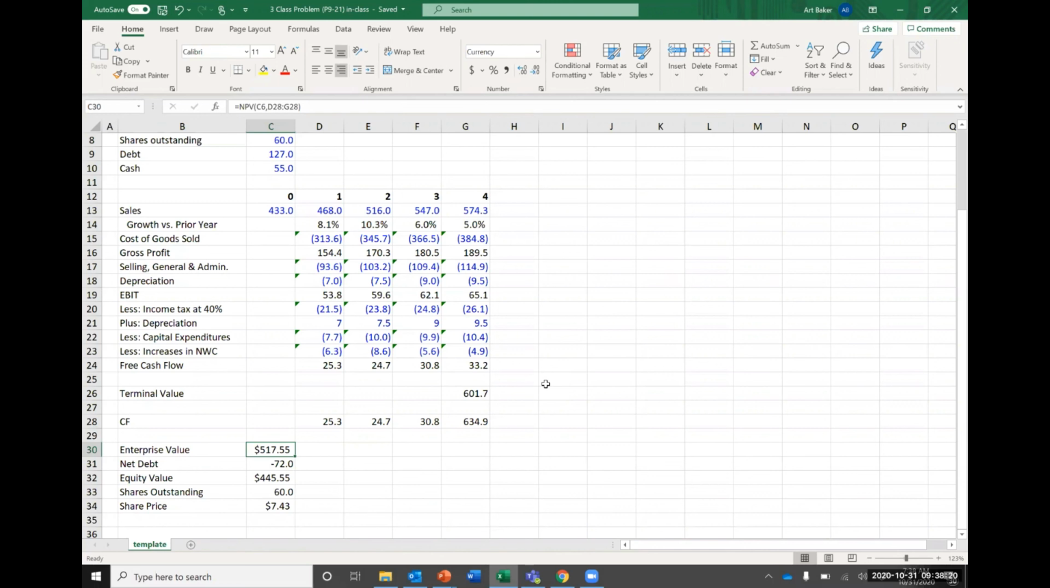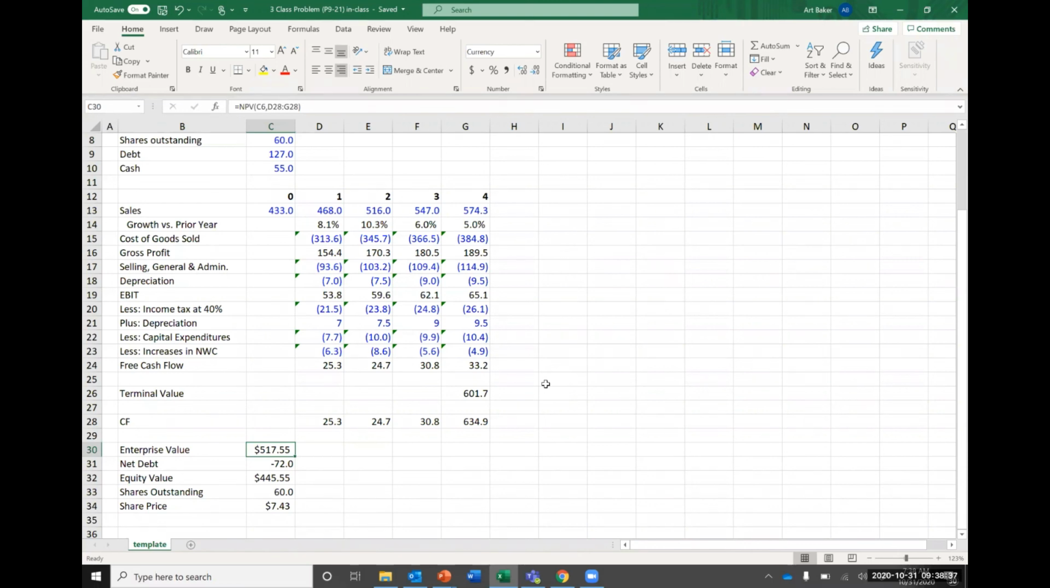Any other questions, or should I move on? Try to make sure you get this one. This one is relatively simple. What I'll show you later is a little bit more complicated in Excel, but this one is just fairly straightforward, I think.